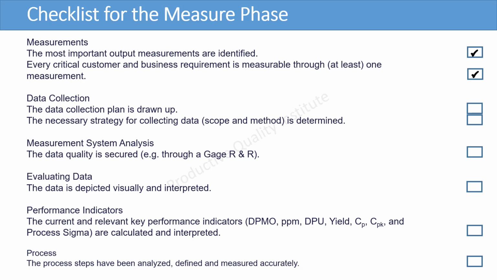Data collection. The data collection plan is drawn up. The necessary strategy for collecting data, scope and method, is determined. Measurement system analysis. The data quality is secured, for example through a gauge R&R. Evaluating data. The data is depicted visually and interpreted. Performance indicators. The current and relevant key performance indicators, DPMO, ppm, DPU, yield, CP, CPK, and process sigma, are calculated and interpreted. The process steps have been analyzed, defined, and measured accurately.